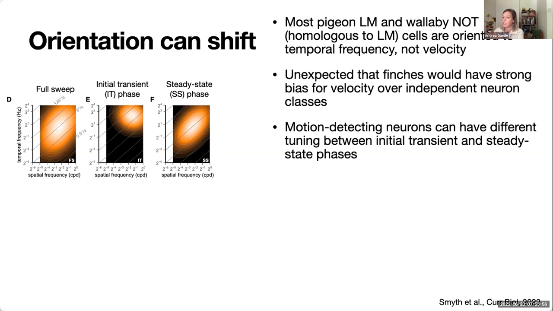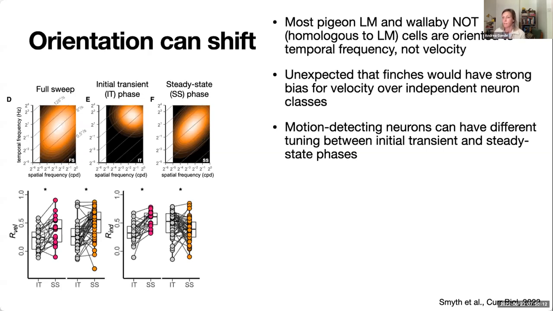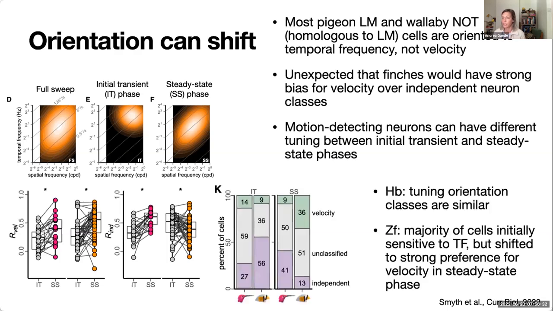And it's known that motion detecting neurons can have different tuning between their initial transient phase of the response and then the steady state phase. So using 2D Gaussians, we asked if the orientations change between velocity dependent and independent orientations when comparing the two phases of the response. This would be indicated by a shift in the velocity and independent correlations. And basically these shifts show that the zebra finches are initially oriented to temporal frequency, so having a high R independent, and then shift to velocity orientation during the steady state response, whereas hummingbirds kept the same relationship in both phases.